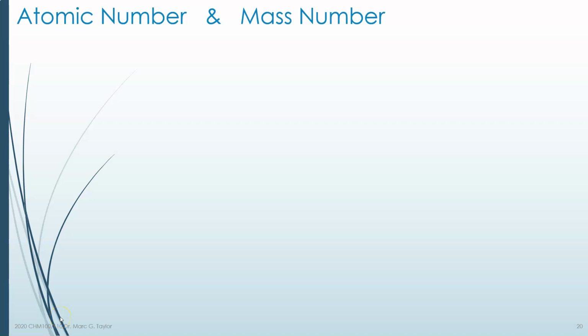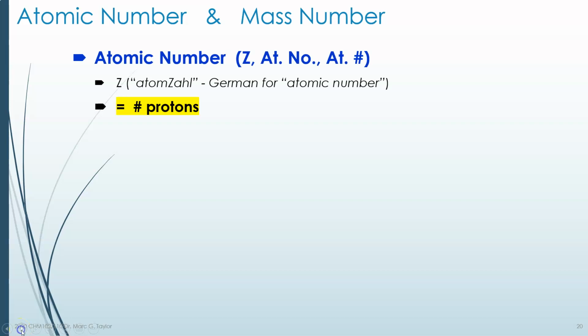Delaware Tech, Chemistry 100, Chemistry 110, Unit 3 continued: atomic number and mass number. Atomic number and mass number are numbers that relate to each atom of any element. The first number, atomic number, is sometimes abbreviated at. no. for number, or simply Z. Z is from the German word Atomzahl, which just means atomic number.